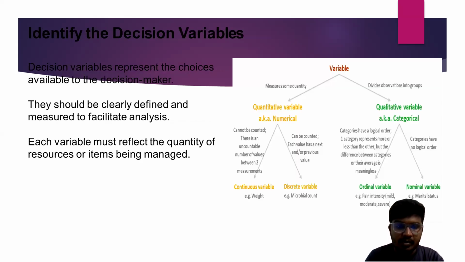Identify the decision variables. Decision variables represent the choices available to the decision makers. They should be clearly defined and measured to facilitate analysis. Each variable must reflect the quantity of resources or items being managed. Variables consist of two types: quantitative variables and qualitative variables.